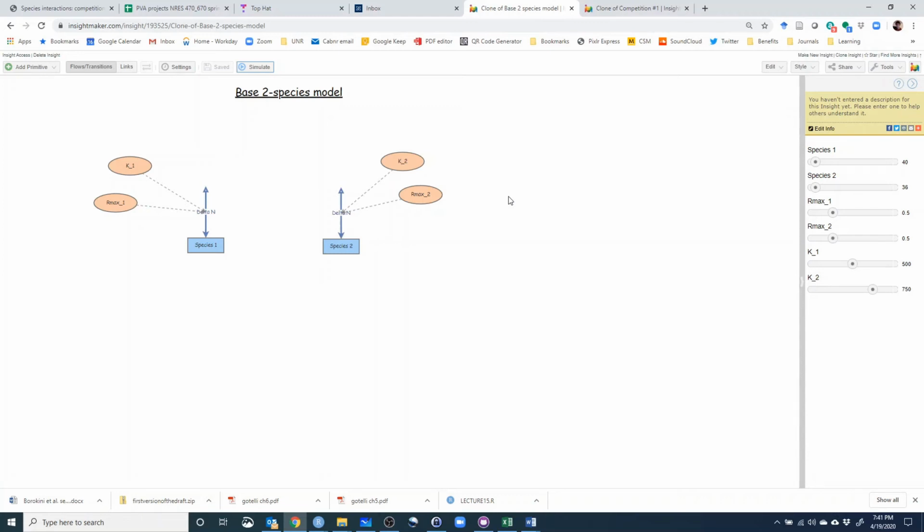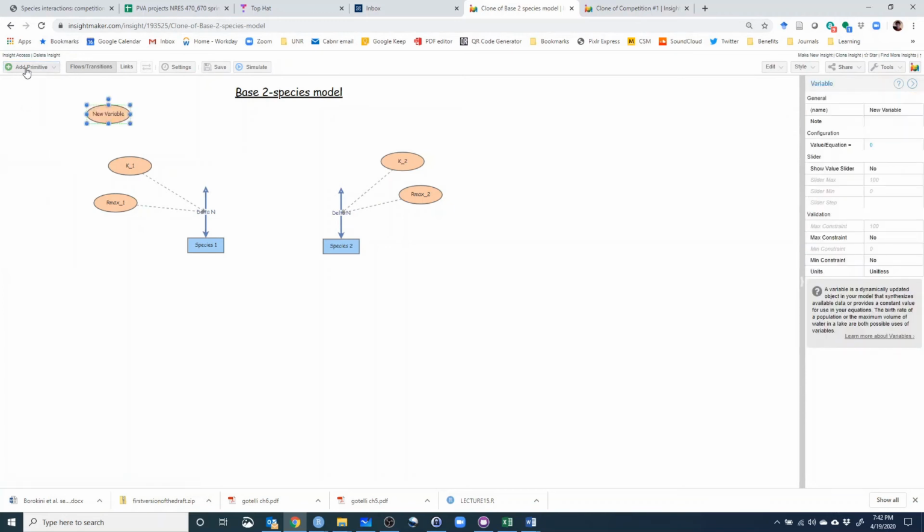So we have a start, we have basic logistic growth, and we've seen how the Lotka-Volterra competition model is basically just a simple modification of the logistic growth model. Remember, there's just two parameters we have to add to make this a Lotka-Volterra competition model: an alpha term and a beta term. So I'm going to add two variables to this model, and I will call them alpha and beta.